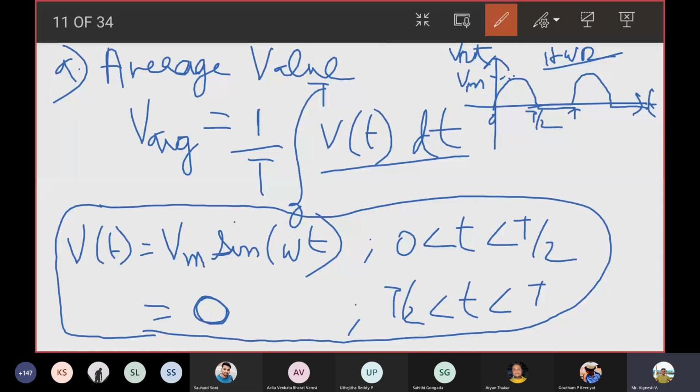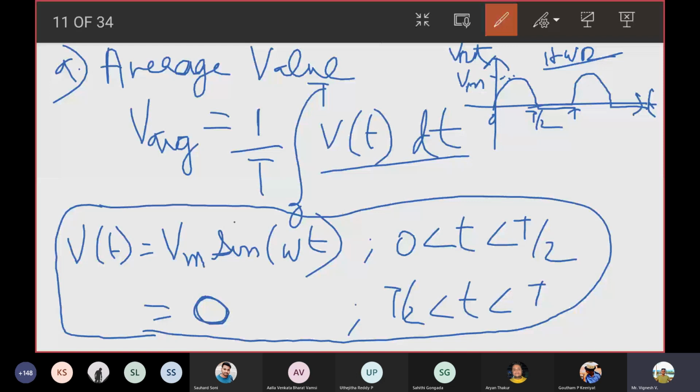I'm sure that you are copying this down, because in your textbook there is no derivation for the average value. I'm deriving it here, so I want you to copy these things down in a notebook. One fine day, if you open your notebook just before your test, quiz or exam, you will ponder how you are going to get the average value. So let's do the derivation.